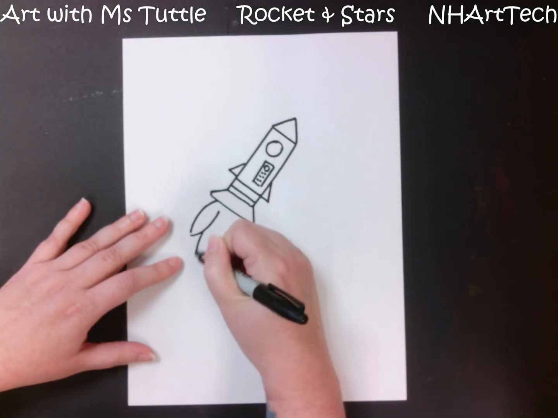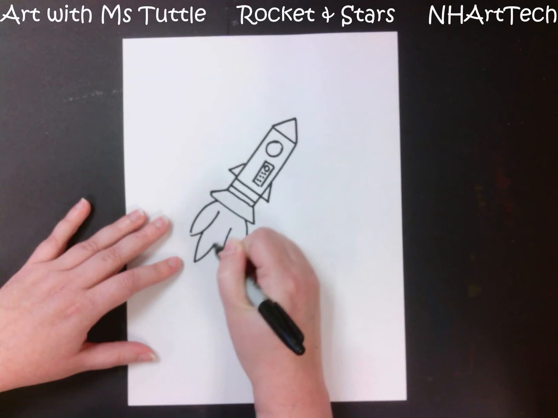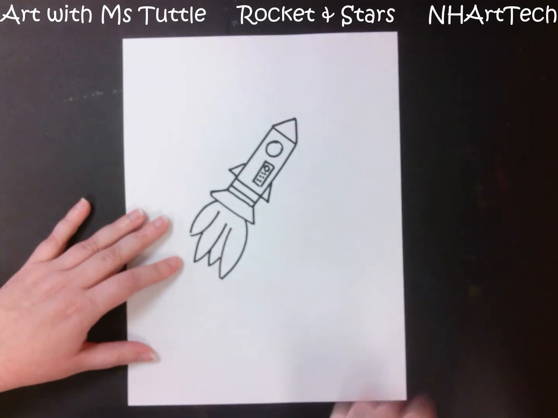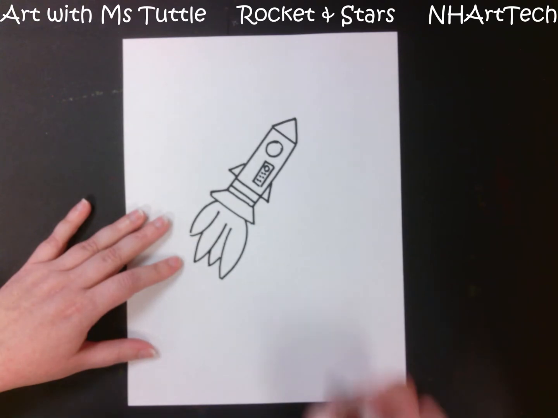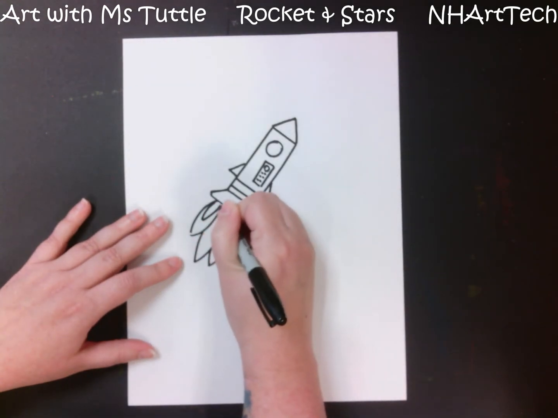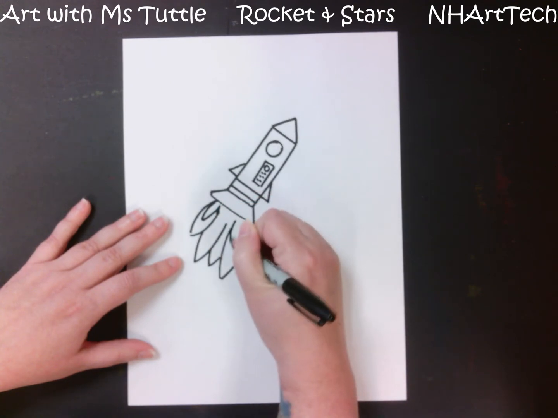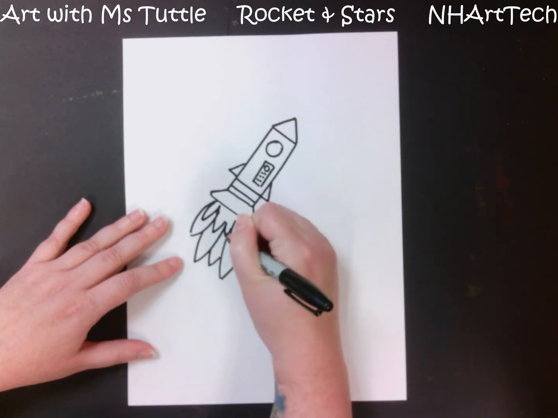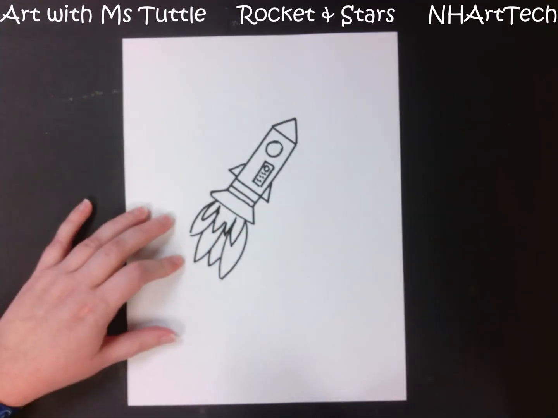And then I'm just going to add some more curves, and then inside of these curves I can make it smaller. So see how that makes it look a little bit more like flames coming out from the back of the rocket.